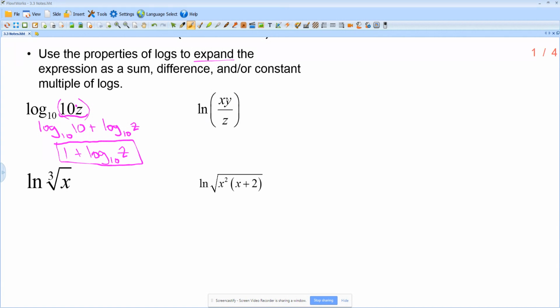I have natural log of xy over z. So the first thing I'm going to deal with is this division. This division tells me that it's going to be the subtraction between the numerator and denominator. So I'll have the natural log of xy minus the natural log of z. Notice when I'm expanding, I'm going to have natural log written more than once. Now, I could look at this multiplication and split that, because multiplication inside the logarithm is allowed to be split as addition. So natural log x plus natural log y minus natural log z.